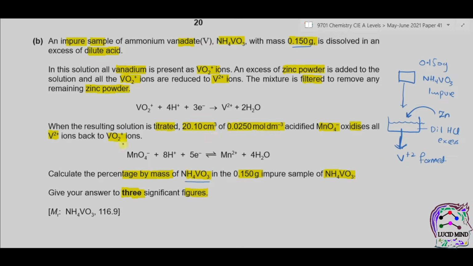Let's find the number of moles. Number of moles is equal to concentration times volume in decimeter cube. This is centimeter cube, so it should be divided by 1000. Now putting in values, concentration is 0.0250 times 20.10 divided by 1000. So the number of moles of this MnO4- comes out equal to 5.025 × 10^-4 moles.